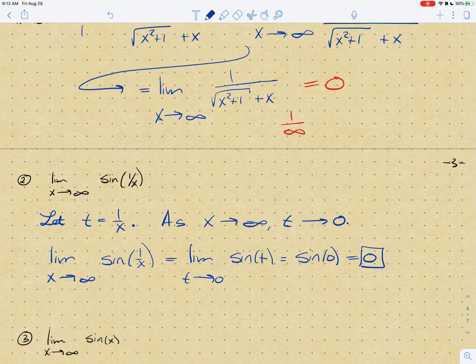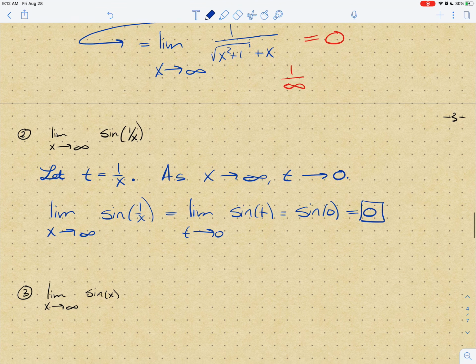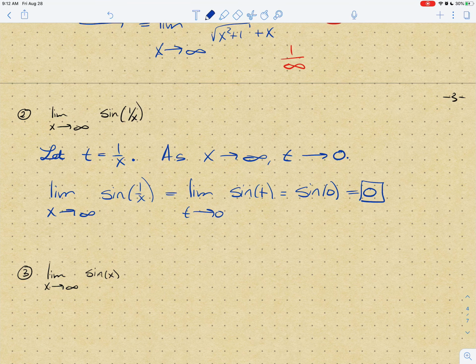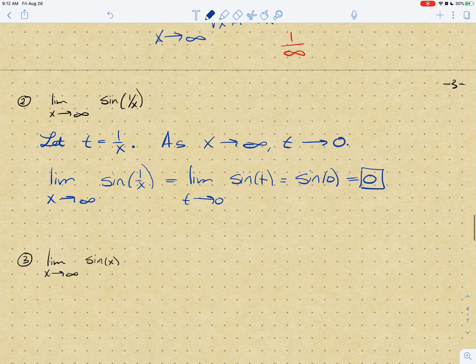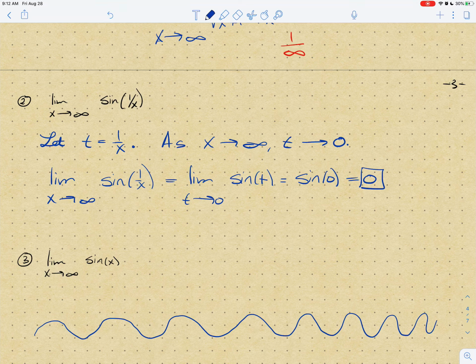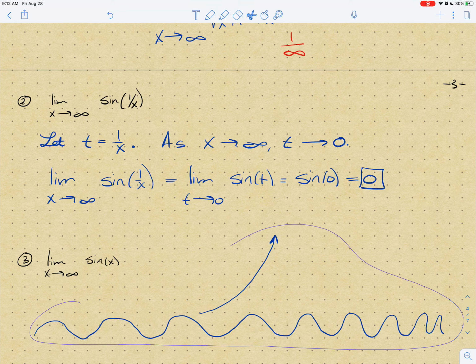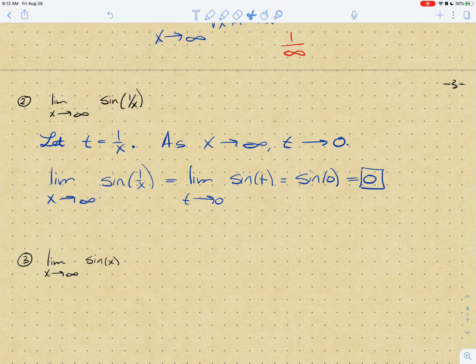All right, let's do one more, and then we'll stop the video. What about the limit as x goes to infinity of the sine of x? So as x gets large, sine just bounces around between -1 and 1. There's no number that it's getting closer and closer to. It's not getting arbitrarily large. So this limit, what do you think? It simply doesn't exist. This limit does not exist.